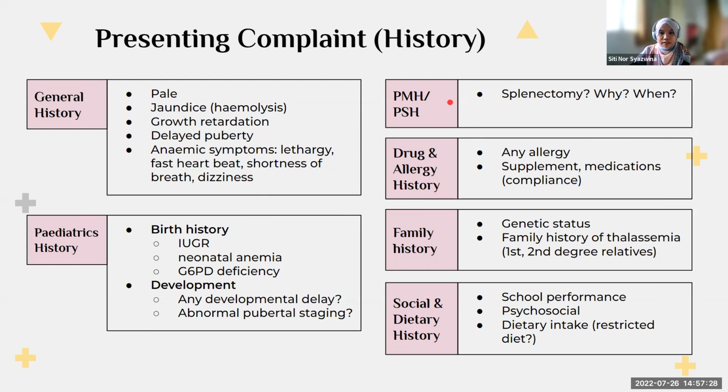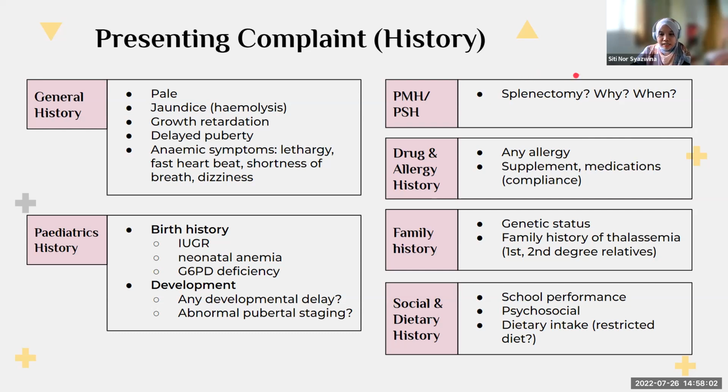And the next is the past medical history or past surgical history. Ask if patients have already undergone splenectomy, and if yes, why and when. Next is the drugs and allergy history. Ask for any allergy to drugs or food, any supplements taken at the moment, medications, and their compliance. The next is the family history. Ask for the genetic status, whether they have done genetic screening. Also ask for other family history of thalassemia in first and second degree relatives.